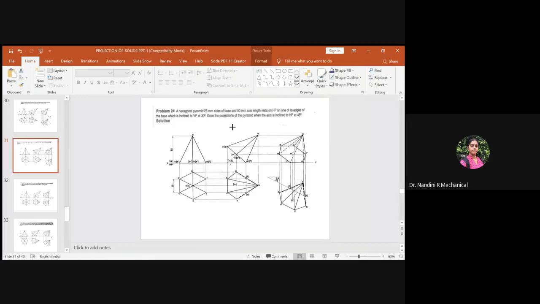Here you can look at the question which I have typed here as well. It is a hexagonal pyramid of 25 mm side of base. So the base has all the sides equal to 25 mm.